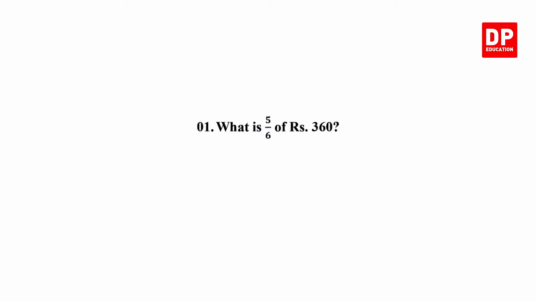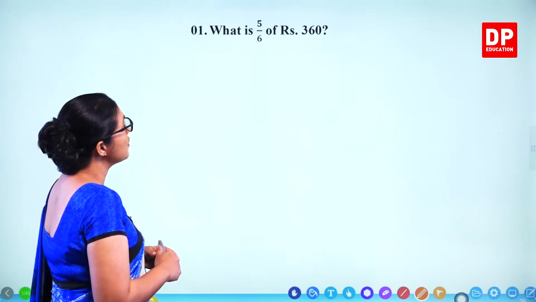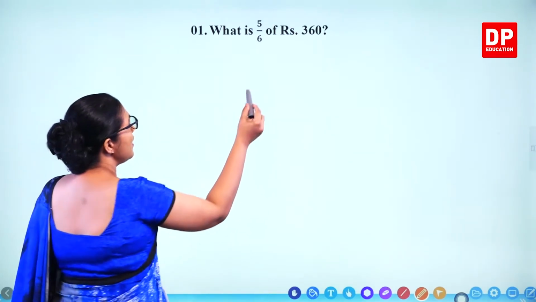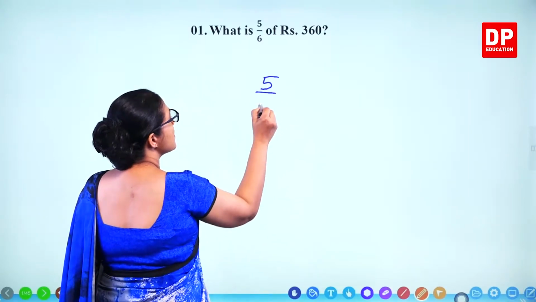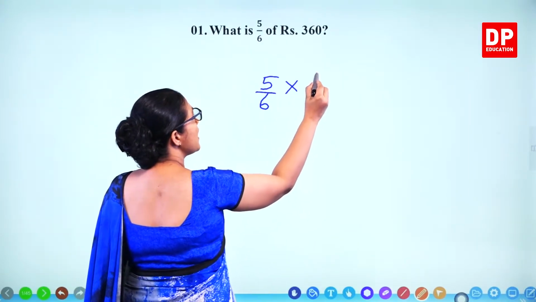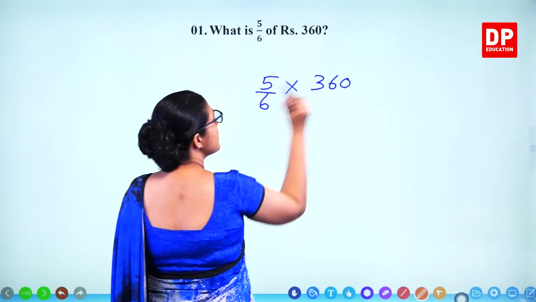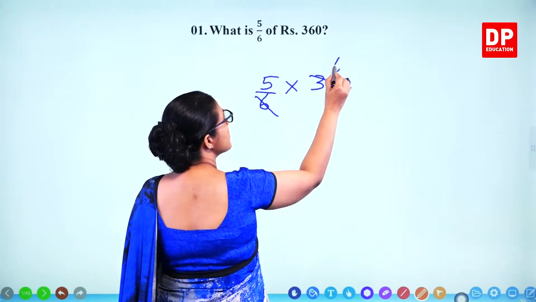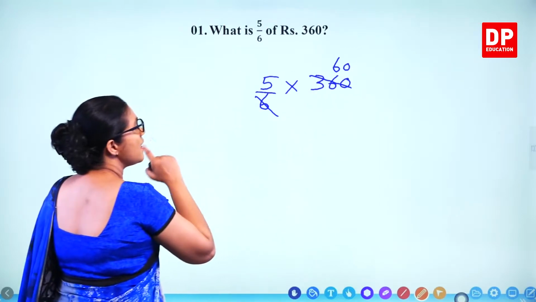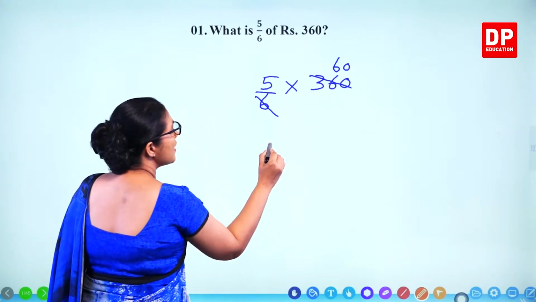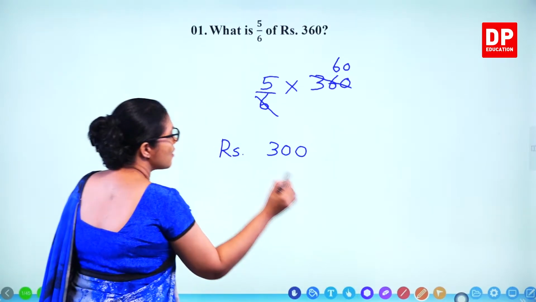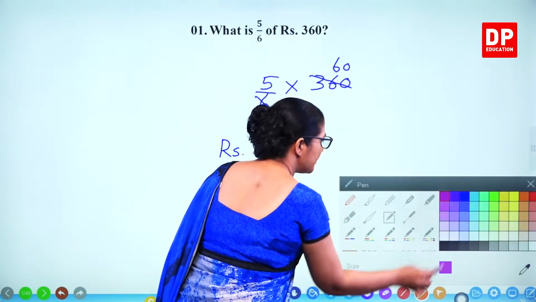Let's take question number 1. What is 5 over 6 of 360 rupees? So we can take 5 over 6 of, that's multiplication, 360. So 6 and 36, that's 6. So 60, 5 times 60, 300 rupees. So you get 2 marks for that.